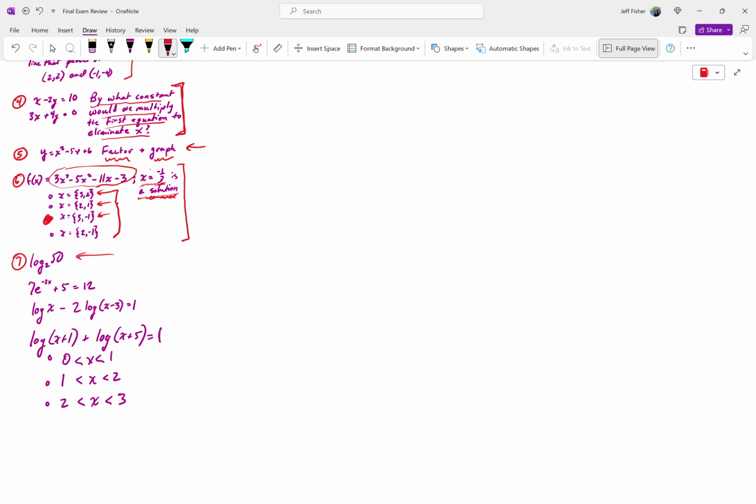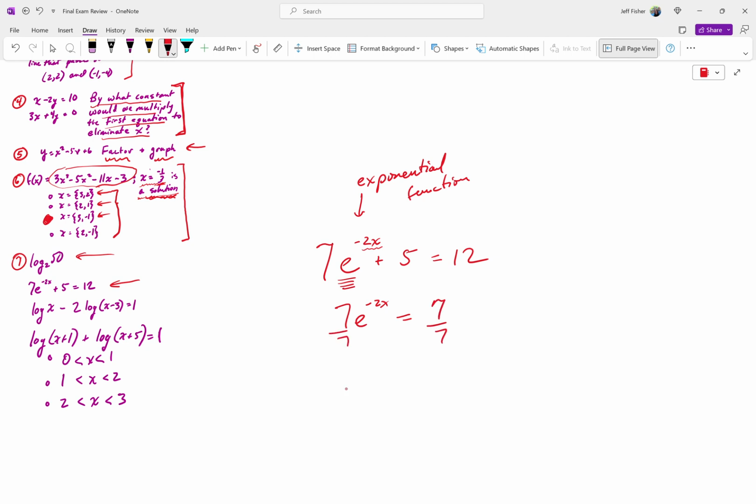How do we solve this equation here? 7e to the minus 2x plus 5 equals 12. Well, we first have to isolate the term with the variable, which is in our exponent. So this is an exponential function, okay? So we have to isolate it. So we just do our algebra to get the e to the negative 2x by itself equals 12 minus 5, which is just 7. Now we divide each side by 7, and we're left with e to the negative 2x equals 1.